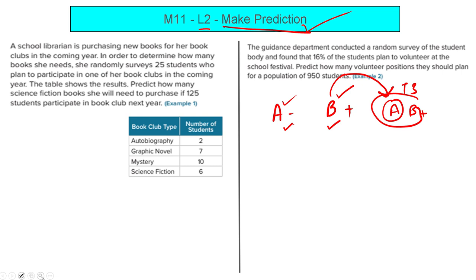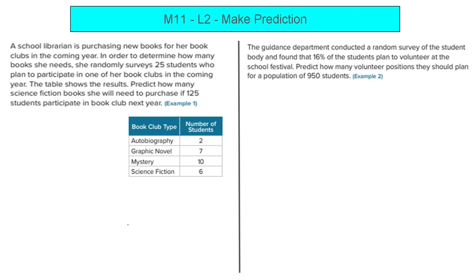Okay, now we will use this concept in mathematics. How? Let's see. There is a table given here. Without reading the question, first of all, see the table. There is a book club. How many types of book club are there? 4. How many students in each club? 2 in autobiography, 7 in graphic novel, 10 in the mystery club, and 6 in science. Total how many? Because we always need the total. 7 and 2, 9, 9 and 6, 15, 5 here, 1 up. Total is 25. Out of 25 students, 2 choose this, 7 choose this, 10 this, and 6 this.